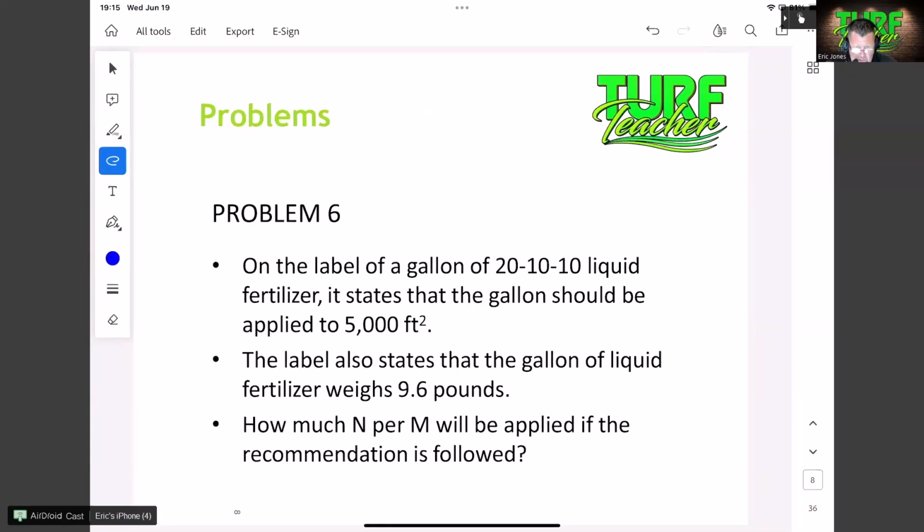Problem number 6. On the label of a gallon of 20-1-0 liquid fertilizer, it states that the gallon should be applied to 5,000 square feet. The label also states that the gallon of liquid fertilizer weighs 9.6 pounds. How much nitrogen per 1,000 will be applied if the recommendation is followed? So we have 9.6 times 0.20.